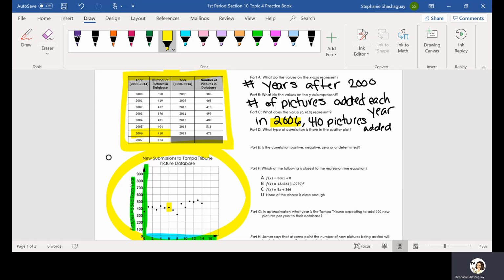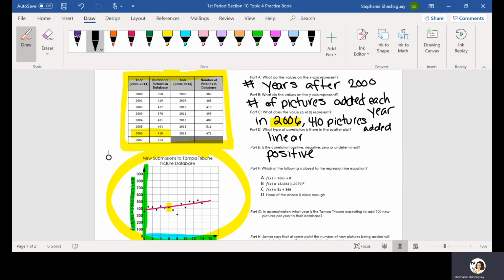Part D, what type of correlation is there in the scatter plot? So when we're talking about correlation, we're talking about what we did yesterday, and that's that line of fit, okay? So if I drew my line to be in the middle of my data points, my scatters, what does that shape look like? Does it look like a linear function or a quadratic function or an exponential function? Well, that is a linear function, right? Because it's just a straight line. There's a slight incline going up. So that's why it's asking, is it positive, negative, 0, or undetermined? Okay, well, the answer here is positive. There is a positive correlation. It does look pretty flat, but there is a slight increase. So we're going to identify that as a positive correlation.